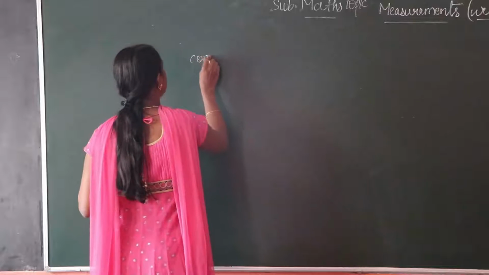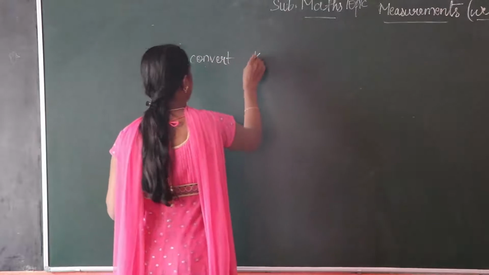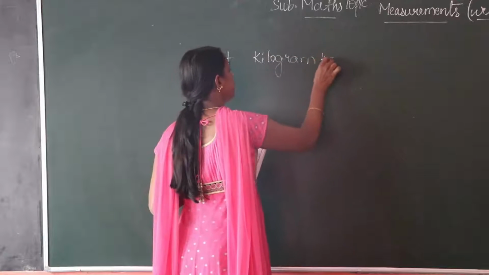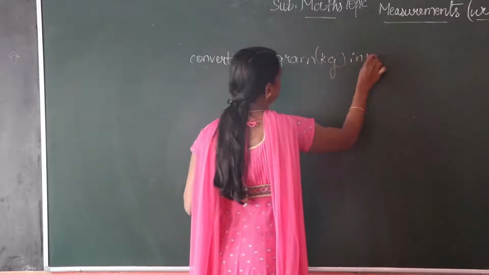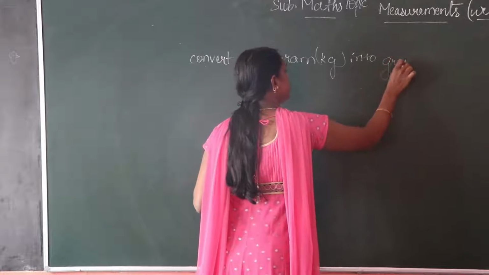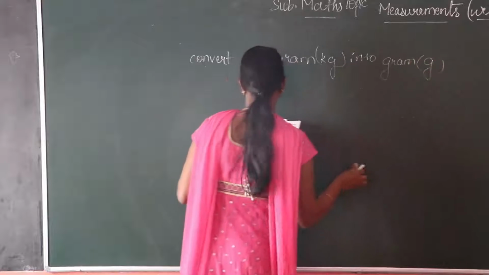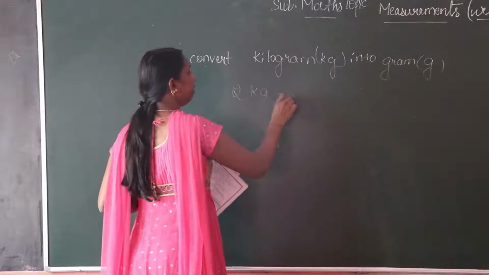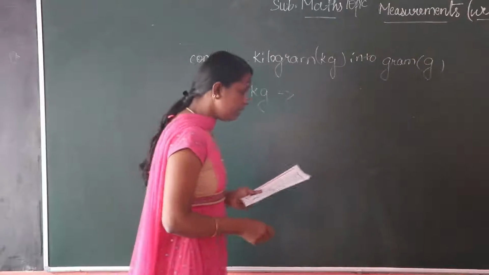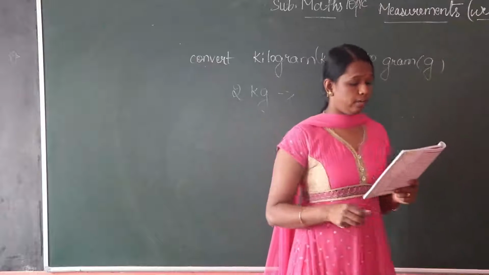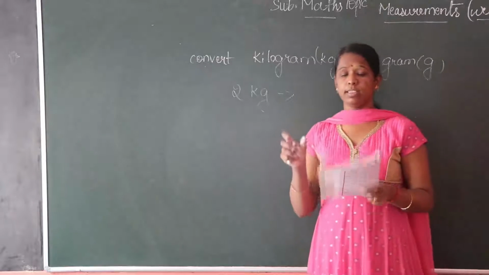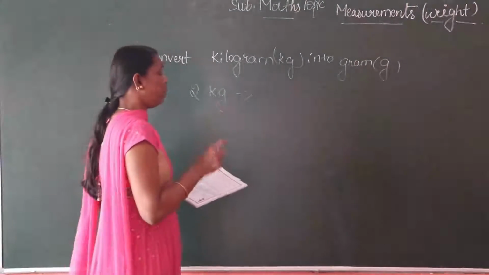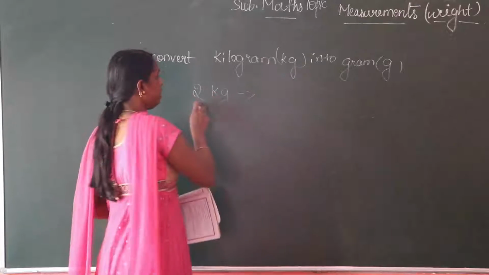And then here we convert kilogram, the short form of kilogram is kg, into grams, that is g. Okay. Here 2 kg is to be converted into gram. What we have to do? The simplest way is that we multiply the kg. Or we have to multiply 1000 to the given kg.